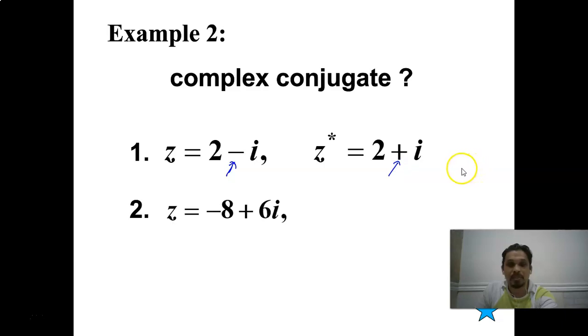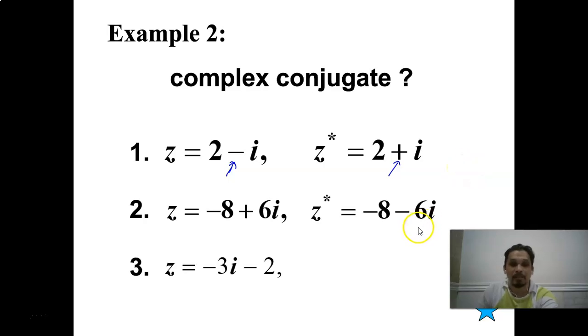And what about this one here now? Yes, Z star is negative 8 minus 6i. And what about this? Z star equal to, yes, negative 2 plus 3i. There you go.